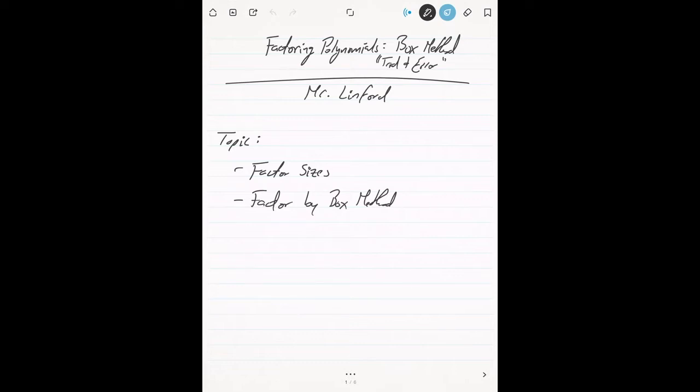We're going to start by looking at factoring sizes, meaning if you multiply various polynomials of different sizes together, how many terms do you generally get for their solutions? Then we're going to use this idea to help remind ourselves of the work that we would do with box method multiplication to hopefully reverse it and come up with factors. So first let's talk about factoring sizes.